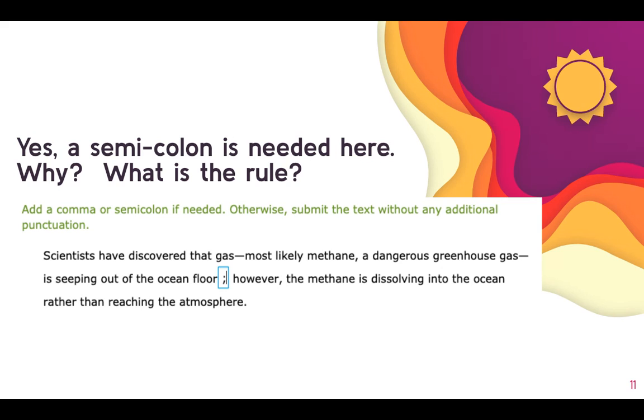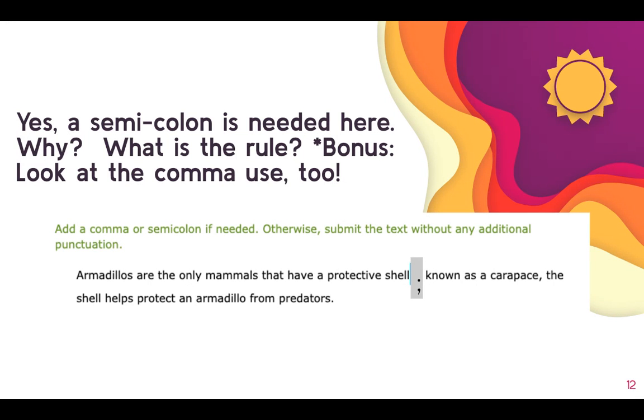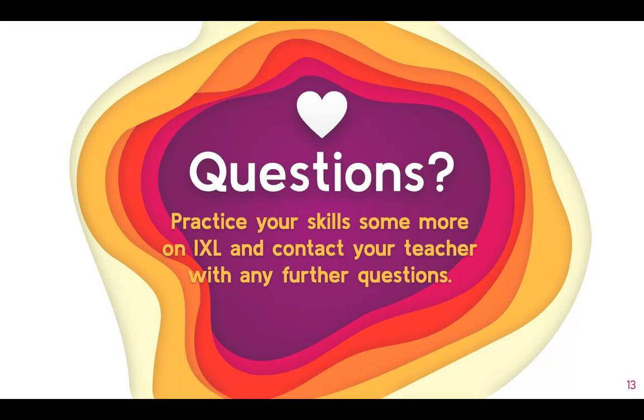Another one here, it's using that conjunctive adverb: however, nevertheless, furthermore, therefore. Usually a semicolon is used before that word, and that adverb is followed by a comma. This example as well is a little tricky, but it has an independent clause, and then the semicolon, known as carapace, that is set off by a comma. The shell helps protect an armadillo from predators. So it's two independent ideas set off with the semicolon.